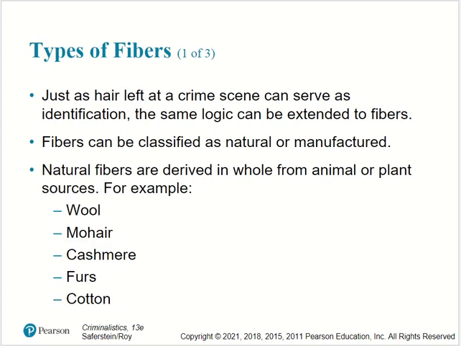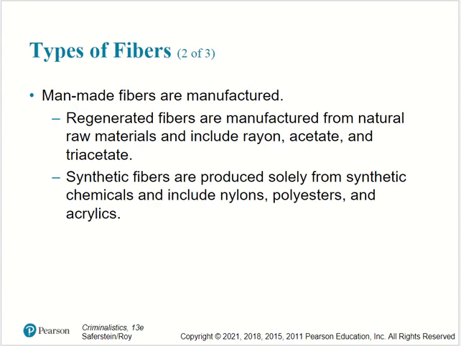Types of fibers. Just as hair left at a crime scene can serve as identification, the same logic can be extended to fibers. Fibers can be classified as natural or manufactured. Natural fibers are derived in whole from animal or plant sources, for example, wool, mohair, cashmere, furs, cotton.